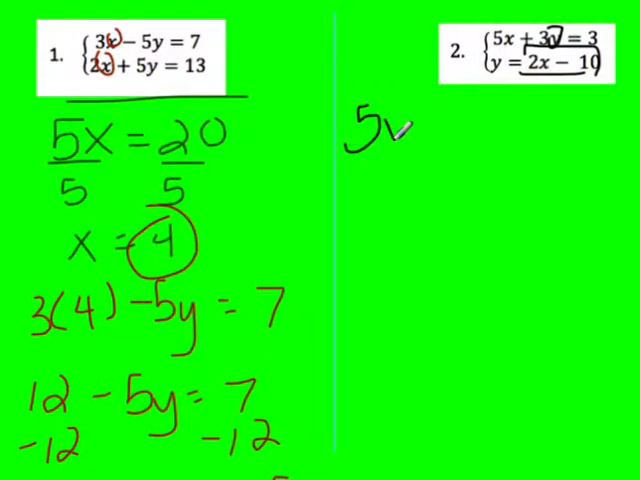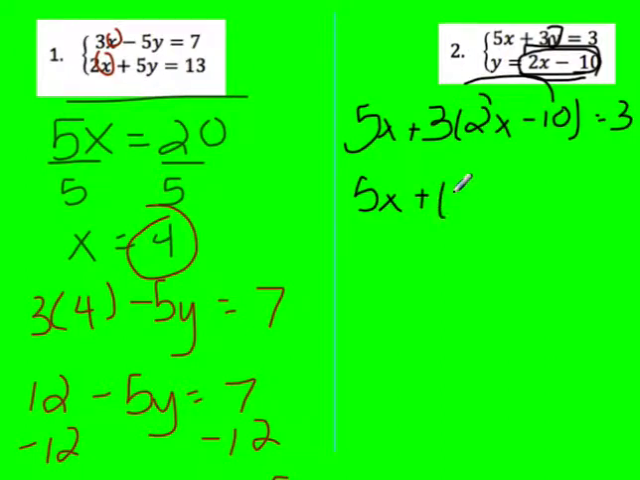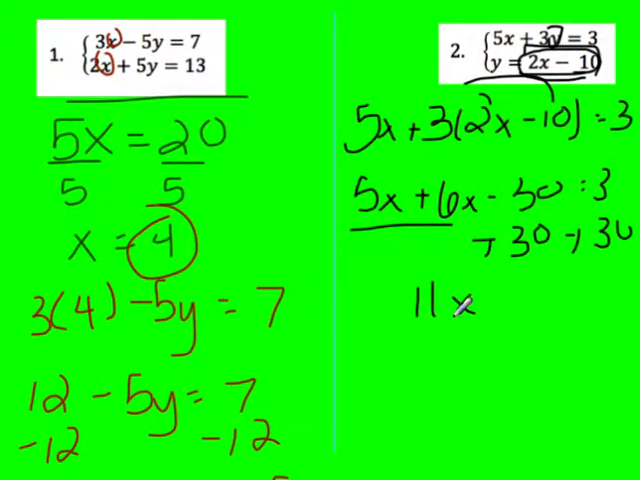So what I'm going to do is rewrite the equation. Now, instead of writing y where I see it, I'm going to take this part out right here and put that in instead of the y. And now I'm ready to solve this for x. The first thing I'm going to do is distribute that 3. So I get 5x plus 6x minus 30 is equal to 3. Now I'm going to add 30 to both sides, and I'm also going to combine these terms. So 5x plus 6x is 11x, and 3 plus 30 is equal to 33. Now I'm going to divide both sides by 11, and we get that x is equal to 3.